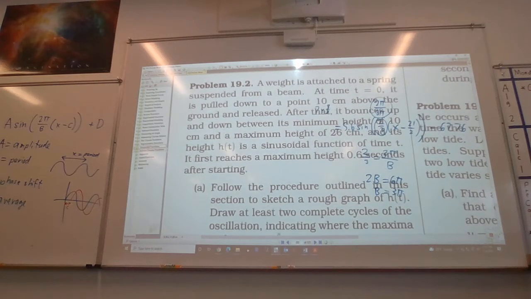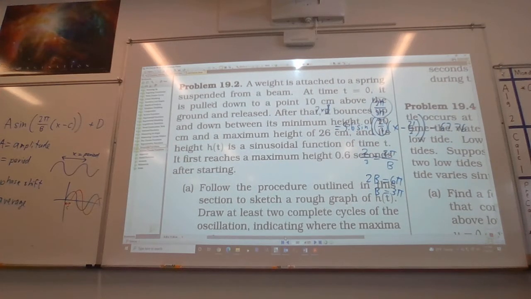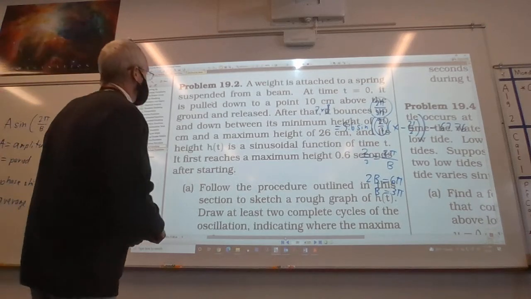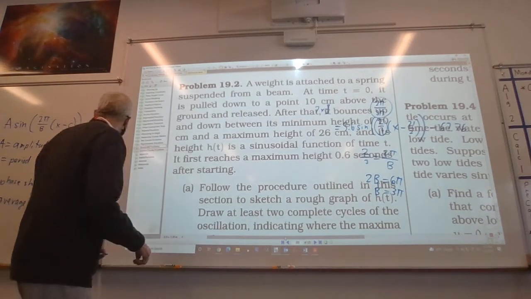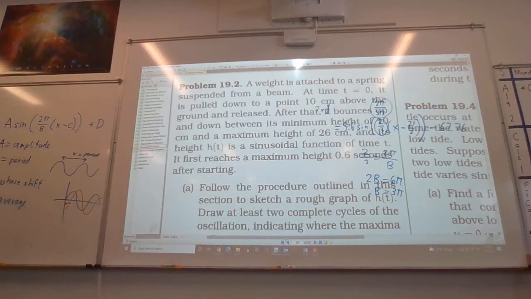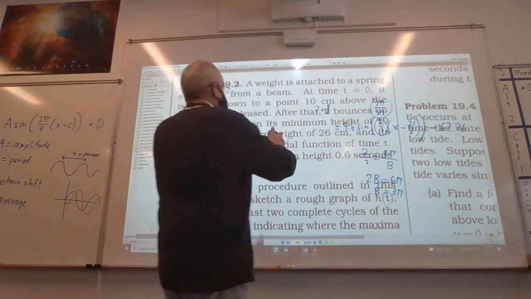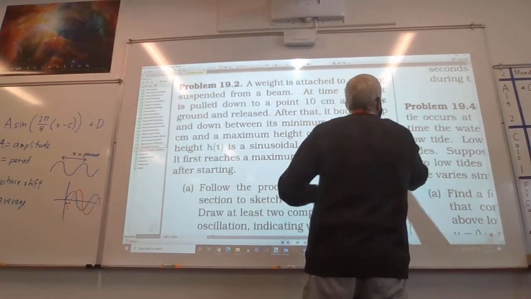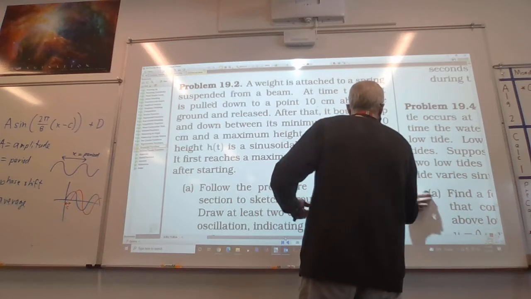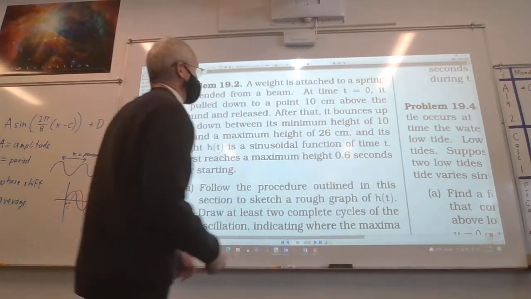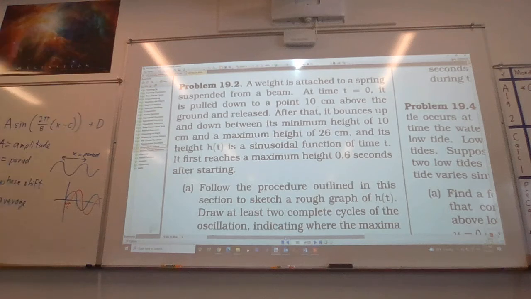Should we do number 2? Seems like a good place to start. I'll let you guys finish number 1. Let's look at number 2. It says, a weight is attached to a spring suspended from a beam. At time t equals 0, it's pulled down to a point 10 centimeters above the ground and released. After that, it bounces up and down between its minimum height of 10 and a maximum height of 26, and its height is a sinusoidal function of time, which it really is.